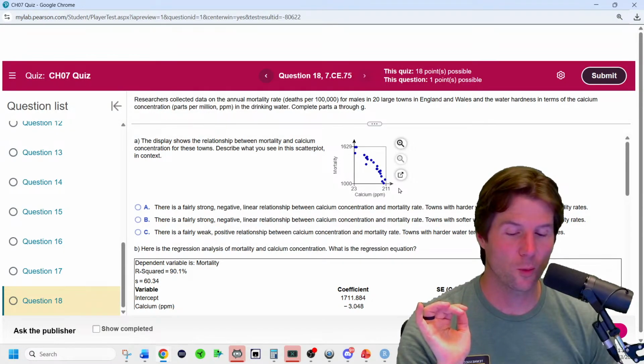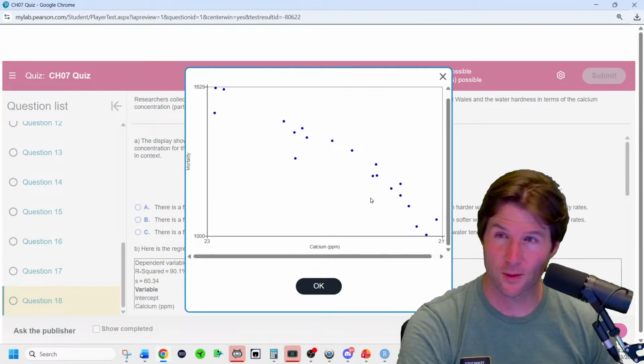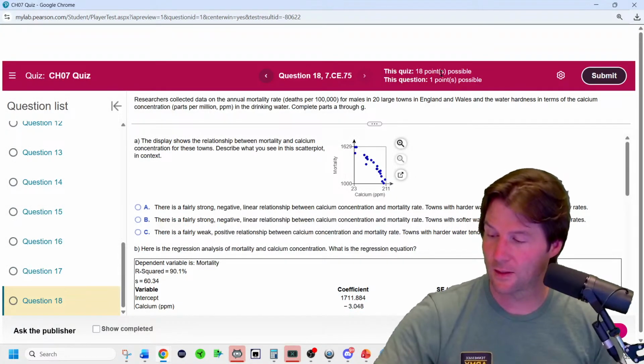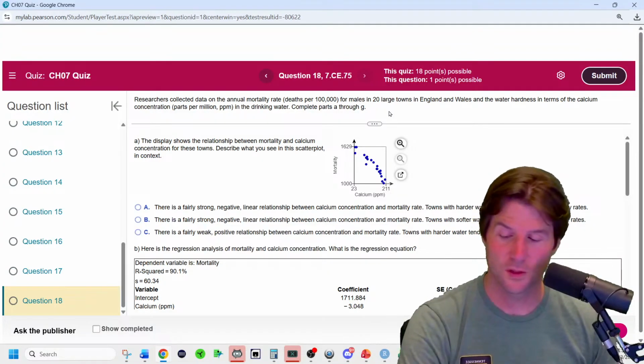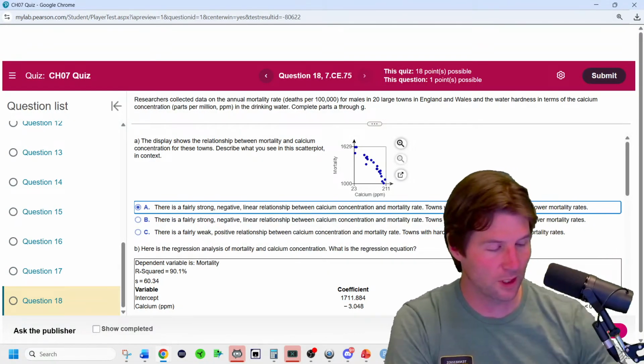Towns with harder water, which means more calcium deposits in the water, have a lower mortality rate. So higher calcium, lower mortality. Why is it? It doesn't matter. Who knows? So there's a very strong negative relationship. Towns with harder water tend to have lower mortality.